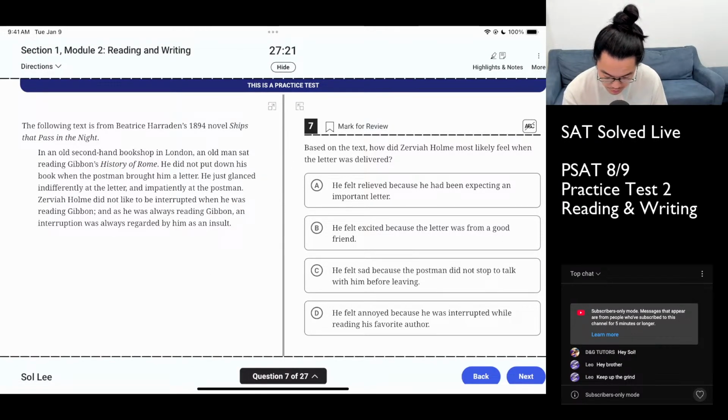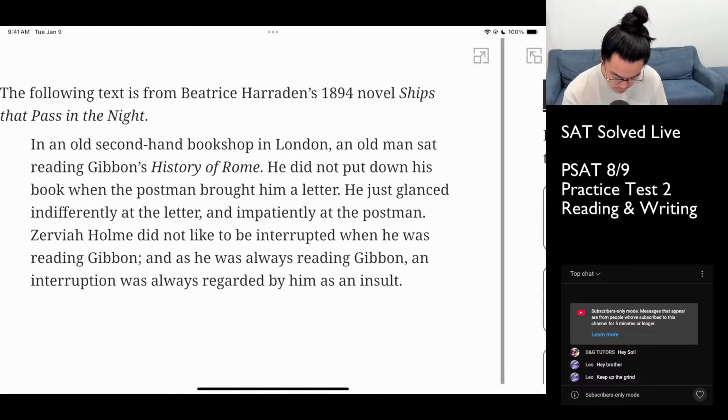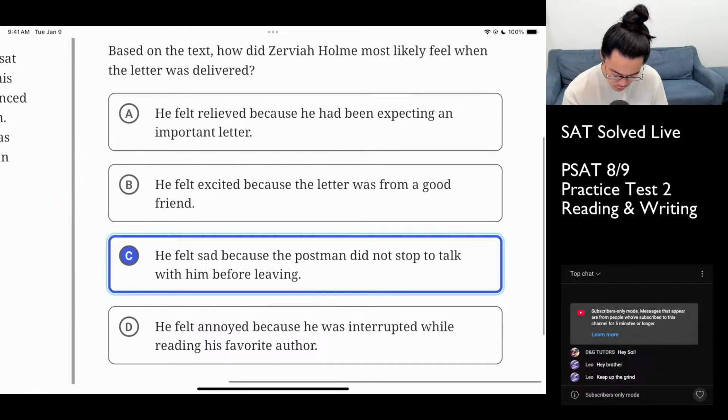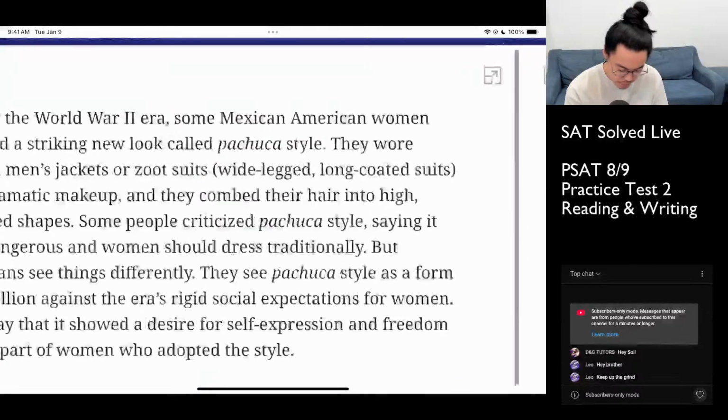How did ZH most likely feel? Is that his name? Yep. When he was annoyed. There we go. Exactly my prediction.